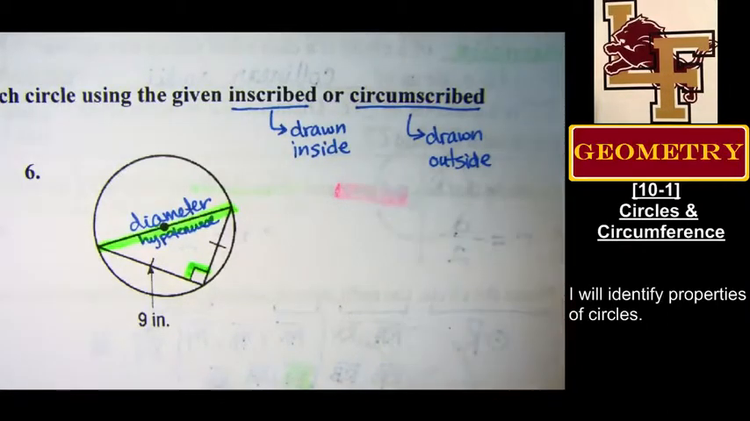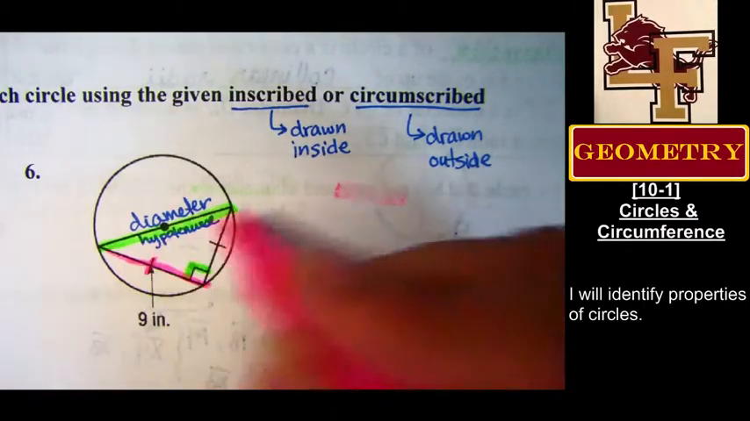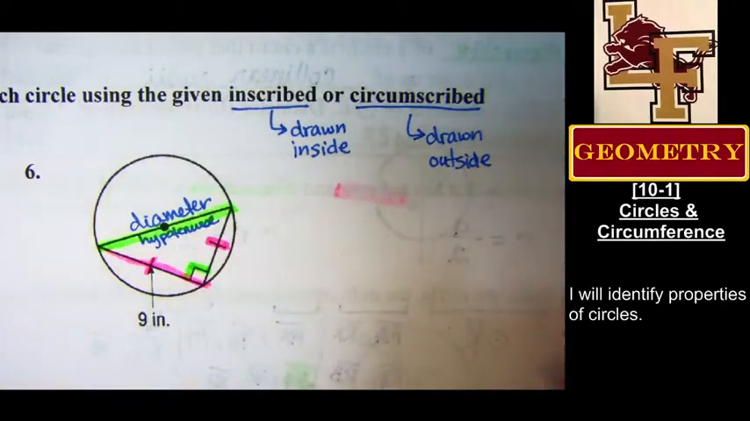Now we know this is a right triangle. What do we know about this right triangle? This leg measures how much? 9 inches. How much does this leg measure? 9 inches. Hmm. 9 and 9. Does this look like one of our special right triangles?